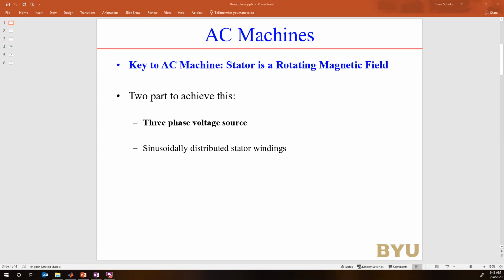Okay, so an AC machine now is where we apply an AC voltage to the motor and get it to run. Now, AC machines are more efficient than the DC machines or DC motors that we had before. So the key to AC machines is that we want to create a rotating magnetic field as part of the stator. There's two parts to achieve this. The first part is having a three-phase voltage source. And so that's what we're going to be talking about right now, three-phase voltage sources.